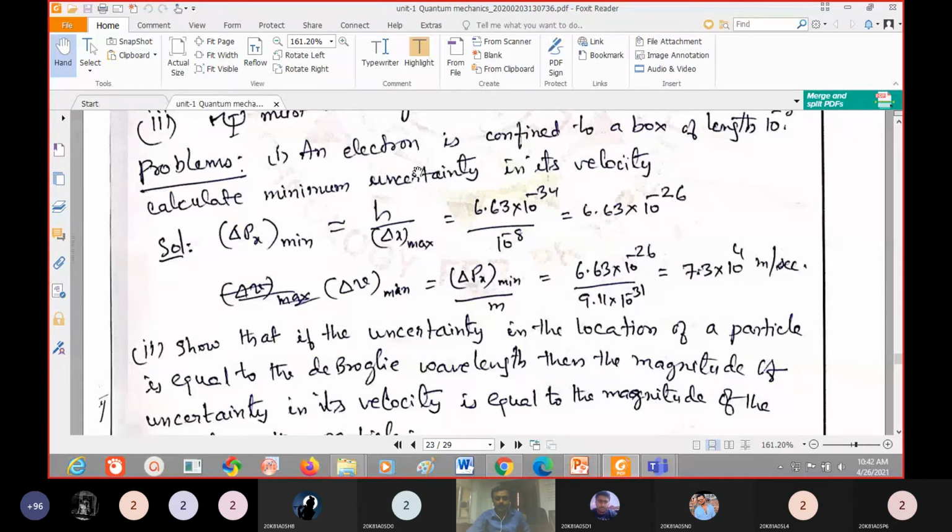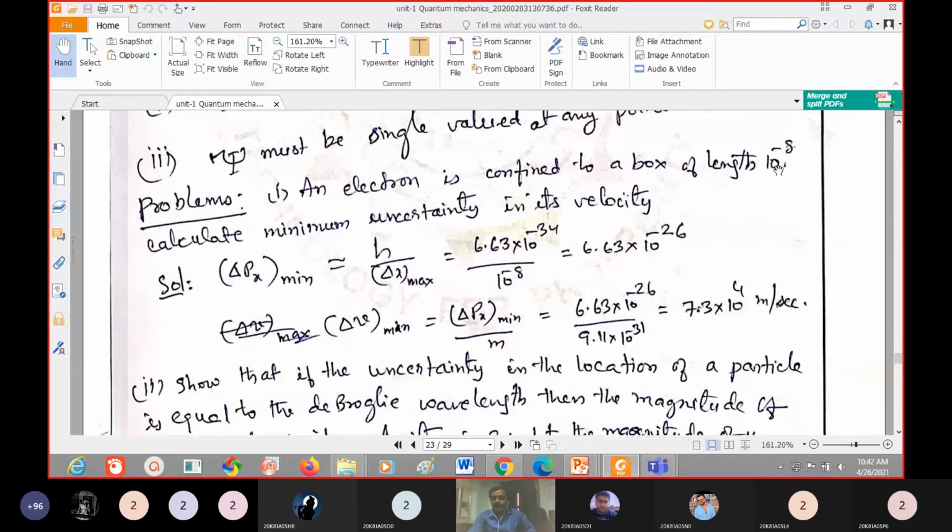Write down everyone. An electron is confined to a box of length 10 to the power of minus 8 meters. Calculate the minimum uncertainty in its velocity. So there is a box whose length is 10 to the power of minus 8 meters. In that box the electron is moving, and we have to calculate the uncertainty in velocity.